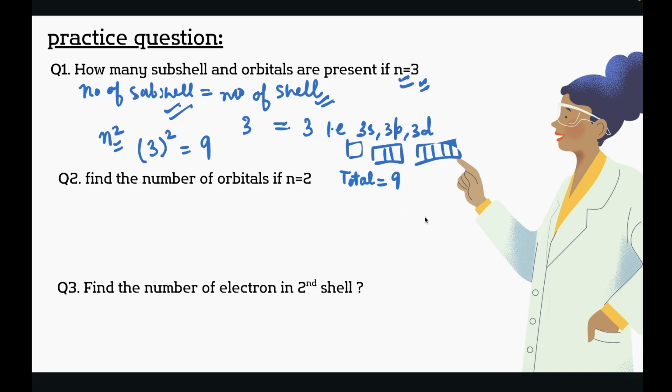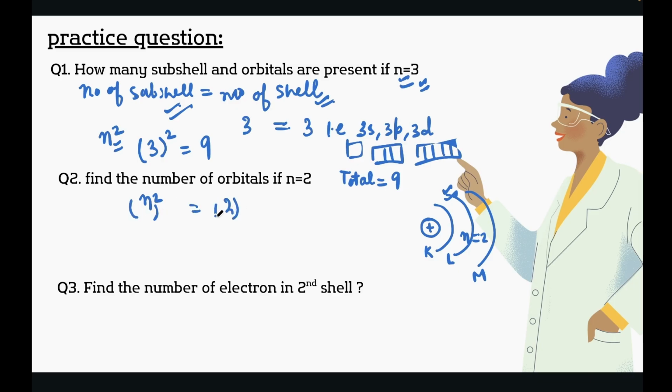Next question is, find the number of orbitals if n is equal to 2. So if this is the nucleus and these are the shells where electrons are supposed to be present, if n is equal to 2, we name it like K, L, M. So we are talking about the second shell, n is equal to 2. For this shell, the number of orbitals will be n square.